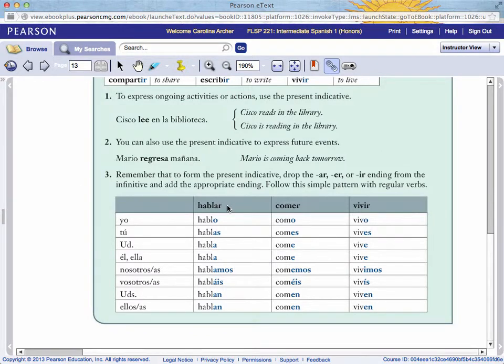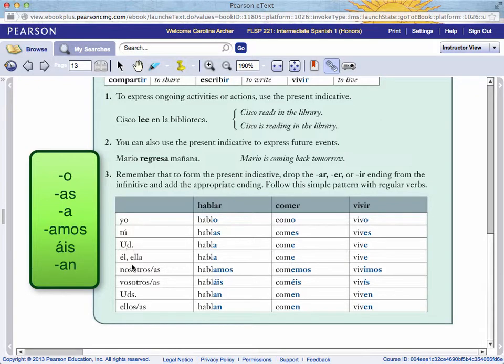For hablar, all the regular verbs that end in -ar, we're going to drop the ending, and for yo is going to be hablo. For tú, hablas. Usted and él and ella are always going to conjugate the same way. Habla and habla. Nosotros hablamos, o nosotras hablamos. Vosotros, don't worry about it. Ustedes, ellos y ellas hablan. Hablan.